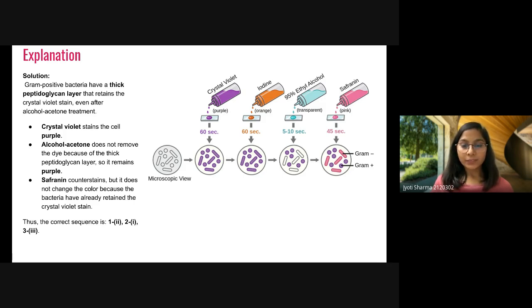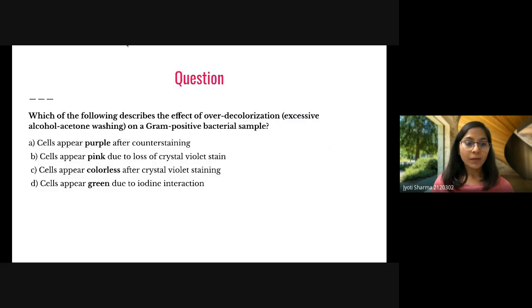So this is how we can stain and differentiate between gram negative and gram positive bacteria. This is again the same question. Which of the following describes the effect of over decolorization on the gram positive bacterial sample? What will happen if we apply over decolorization, or wash it with excessive alcohol acetone? Cells appear purple after counter staining. Cells appear pink due to loss of crystal violet stain. Cells appear colorless after crystal violet staining. Cells appear green due to iodine interaction. We are talking about the gram positive bacteria sample.